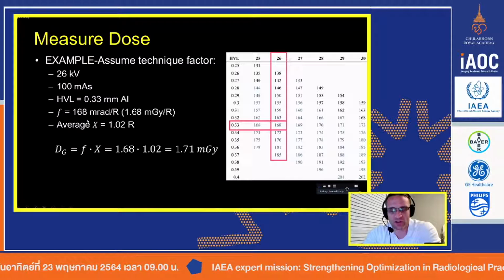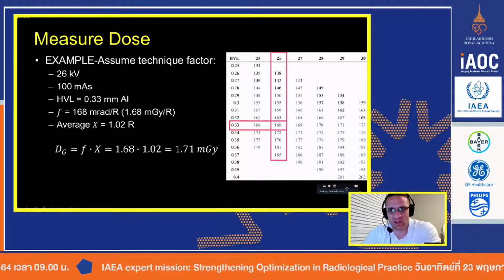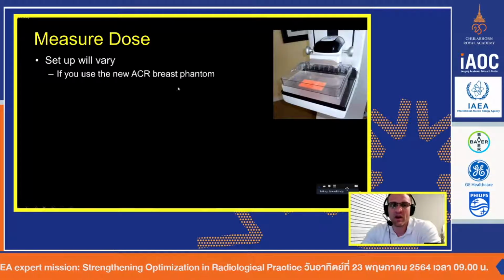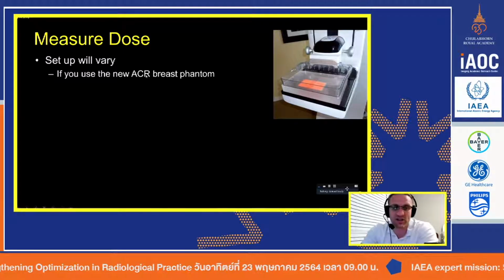So we measure using our ion chamber, and then based on our half value layer and kV, we look up a correction value. So it's pretty straightforward. Just a word, there is a newish, I should say, ACR phantom.